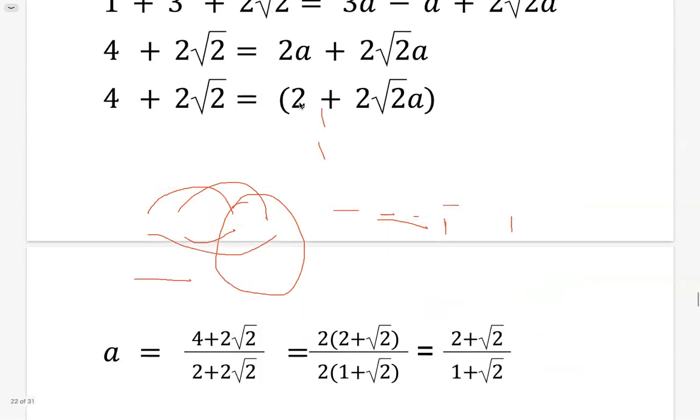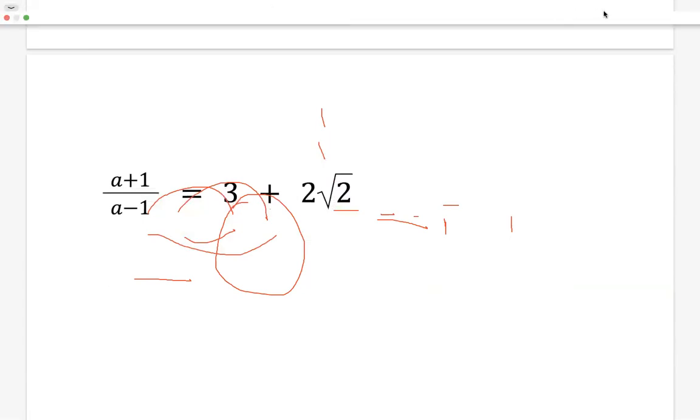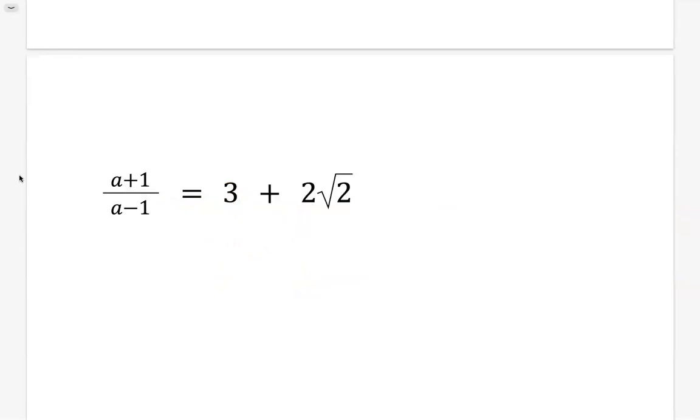So now let's actually go back to the original one. So a is radical 2, right? So radical 2 plus 1 divided by radical 2 minus 1. Now, if you want to check to see if this is the right answer, you multiply by square root 2 plus 1 divided by itself.